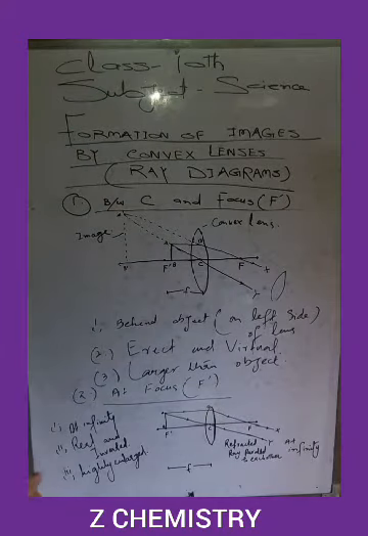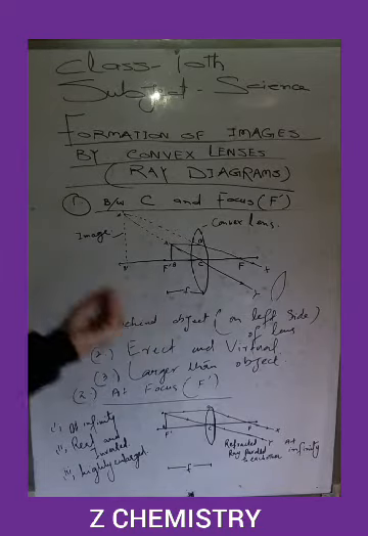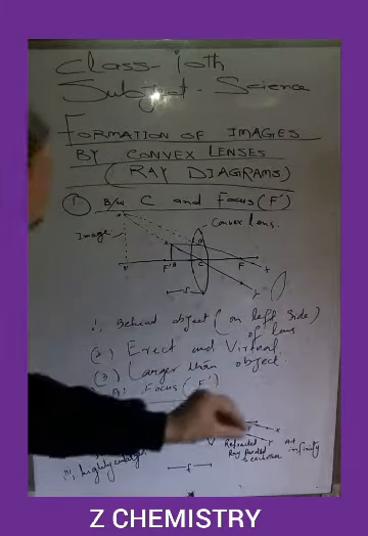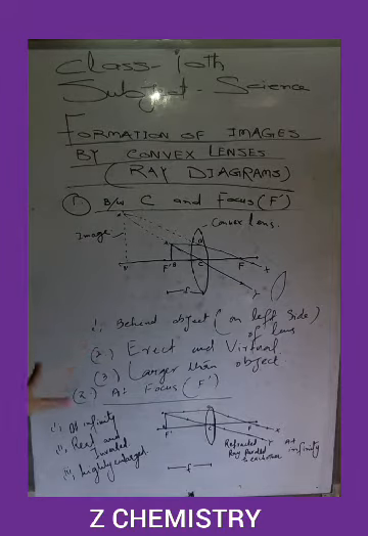Hence, when the object is placed between the optical center and focus, the image is formed on the left side of the convex lens, behind the object. The image is erect as well as virtual. The size of the image is larger than the size of the object. That was the first case.